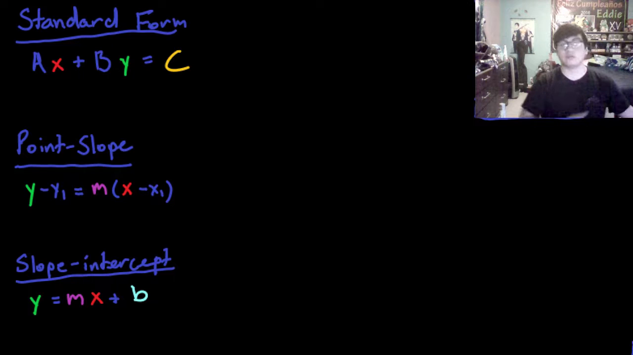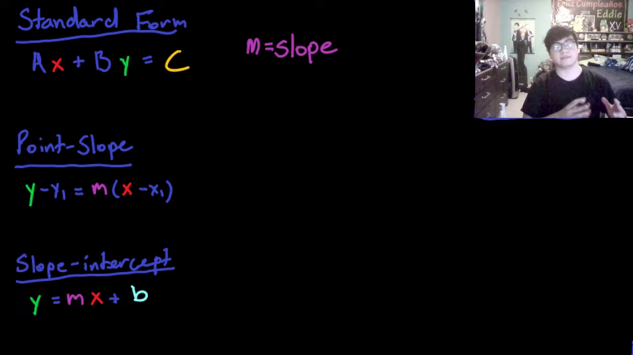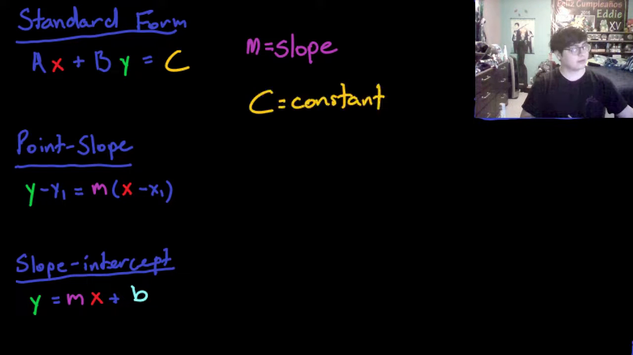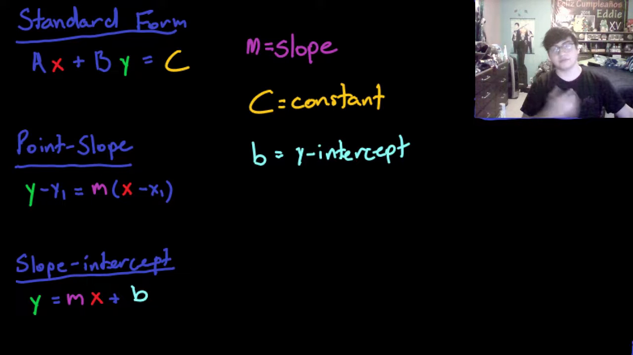And it's color-coded in a way such that when I introduce vocabulary like m is equal to slope, you could correlate that to a specific form. Like for slope, it's going to be point slope and slope-intercept. For constant, it's going to be in standard form. And for b, which is y-intercept, it's going to be in the slope-intercept form. Now don't get me wrong, b and c are both constants, but just to give a little bit of uniqueness to both of them, I'm going to do that.